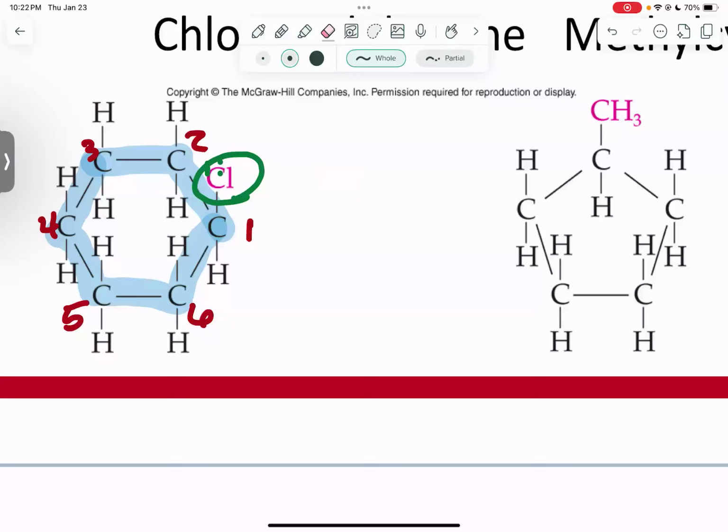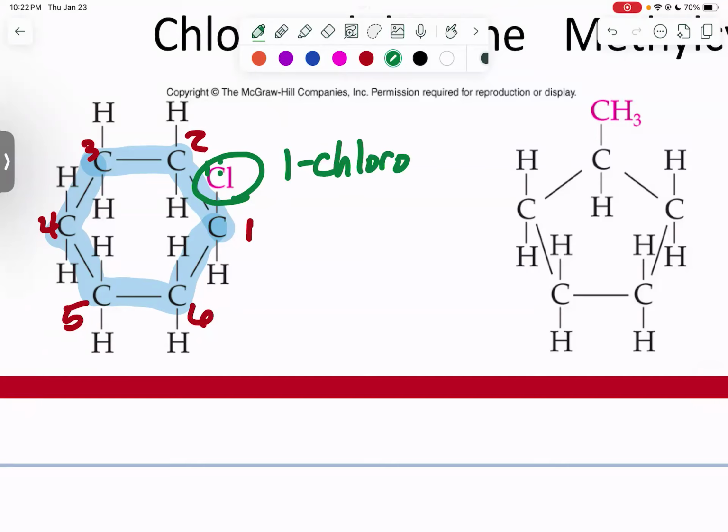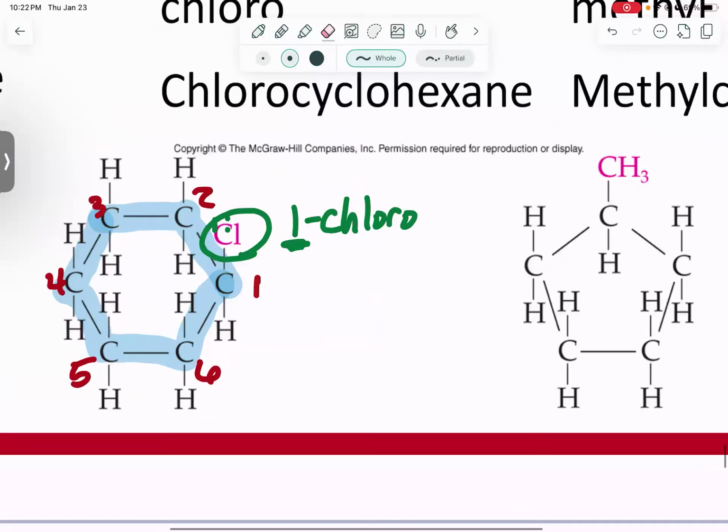Anyway, coming off of carbon number 1 is a chloro. But that carbon has to be carbon number 1. It can't be any other number. So when I'm naming this, I don't need the 1. I'm not actually on a test, so I wouldn't mark it wrong if you put a 1, but it's like having a formula like NaCl. How many sodiums do you have? 1. How many chlorines do you have? 1. It's understood. It's the same sort of thing.